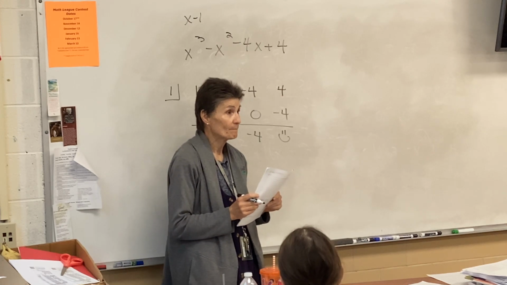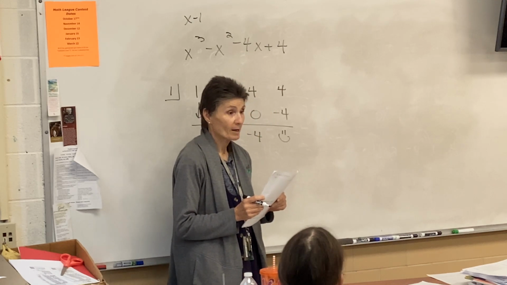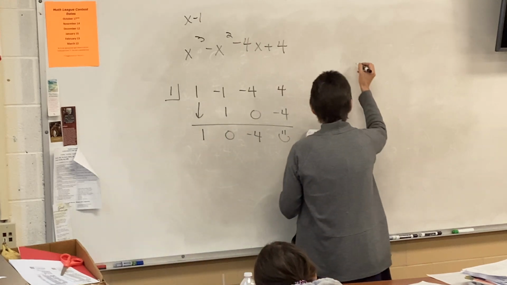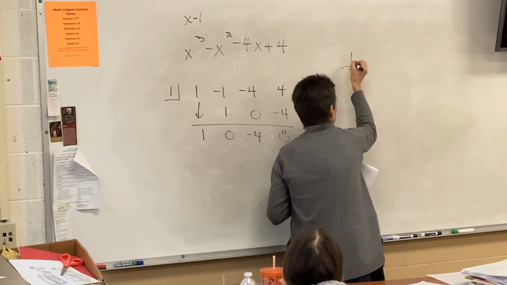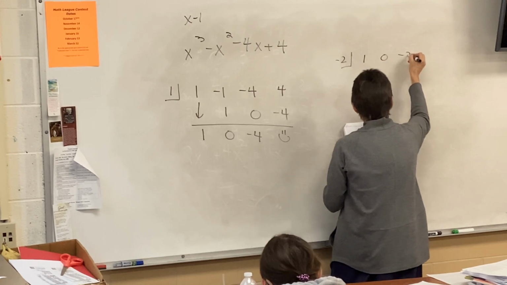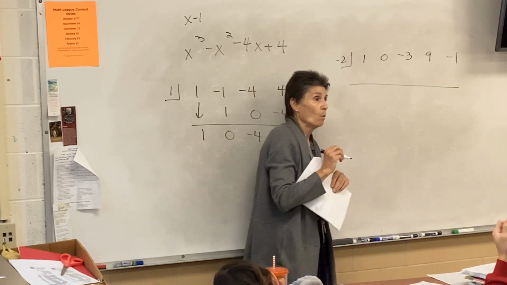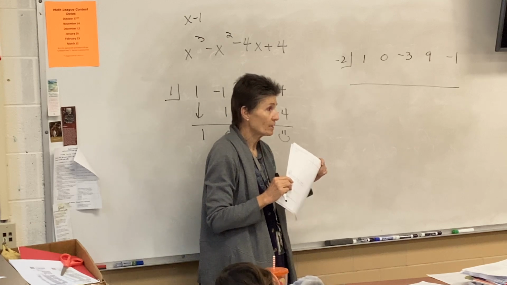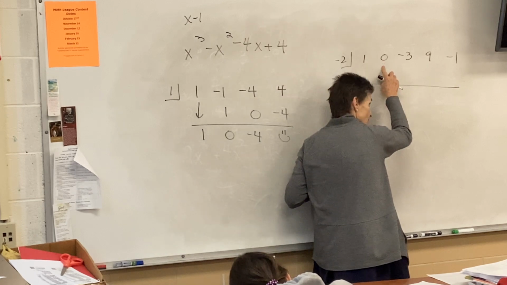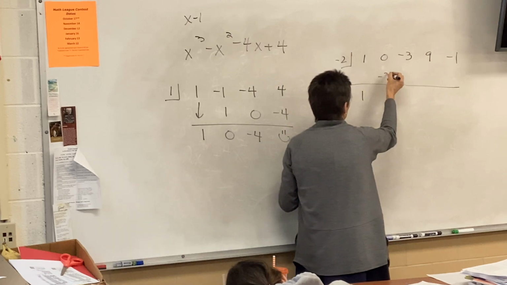Anybody get anything different? I got negative 15. Negative 15? Let's check our division. Did everybody, first of all, what'd you put in the box? Negative 2. Did everybody catch that you need a 0? Yeah. Remember, one of the quirks of synthetic division is that every power has to be there. So x to the 4th, x to the 3rd, x squared, x, the plain number. All that has to be there. So here we go.